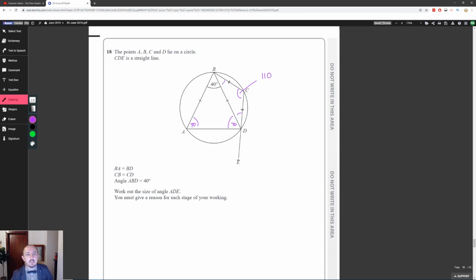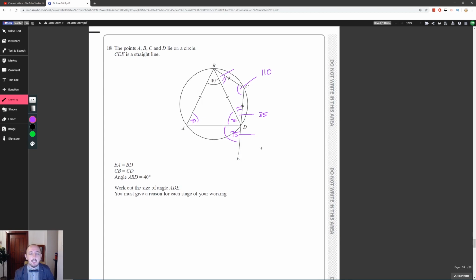Another isosceles triangle here, so these angles are the same, and they add up to 180. So 110, that leaves 70. So this is going to be 35, and this is going to be 35. And then we have 105 in total here. So we need 75 in there, and that's angles on a straight line. That's your angle ADE.